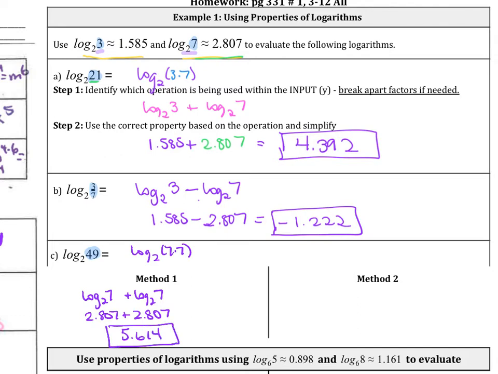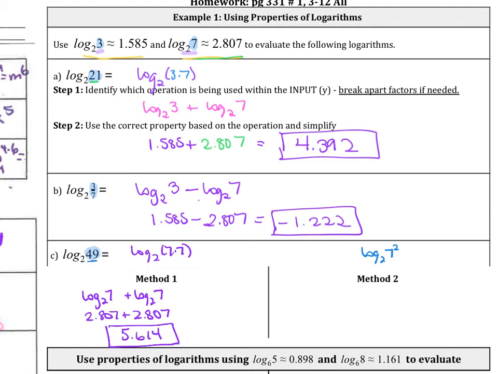Now, I hope you see the second method: you can do log base 2 of 7 squared, because 7 squared is 49, right? You're allowed to raise it to a power. So we can raise it to a second power, third power, fourth power, whatever we need in order to make the value that's in here.